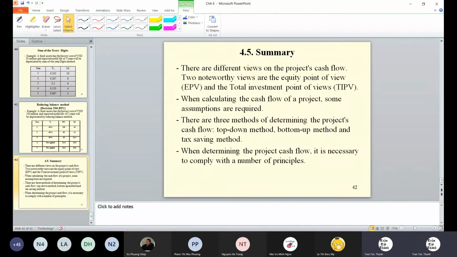And finally, when determining the project cash flows, it is necessary to comply with a number of principles. I already told you some principles, right? The first principle is the relevant cash flow. The second is to ignore the sunk costs. And the other principles we studied already. So that's the main point of this chapter.